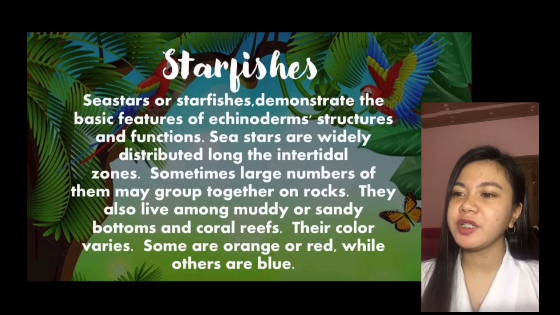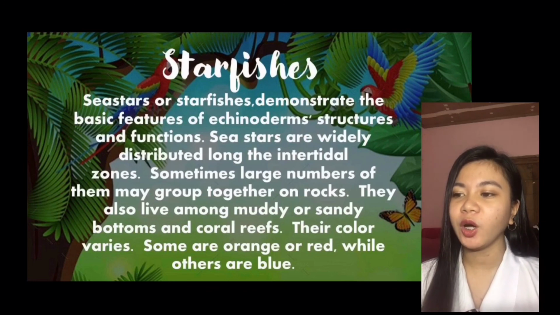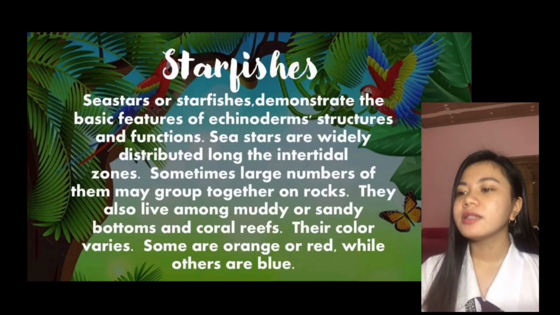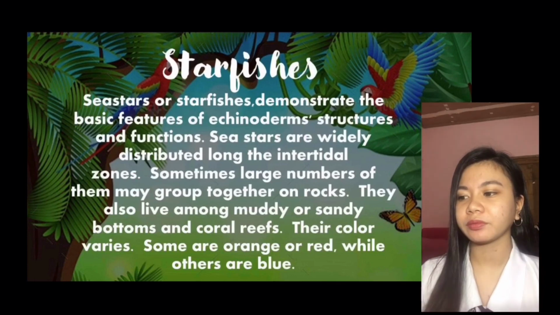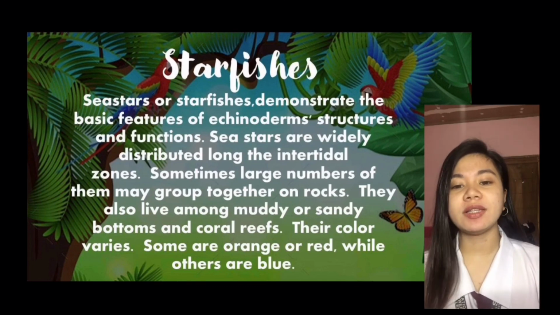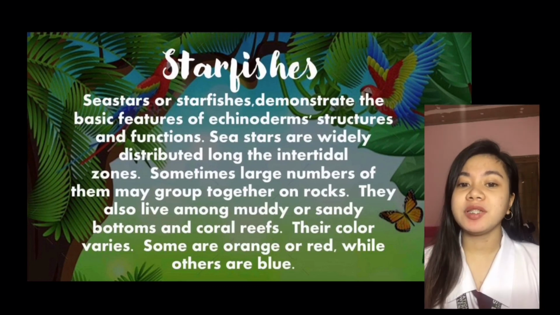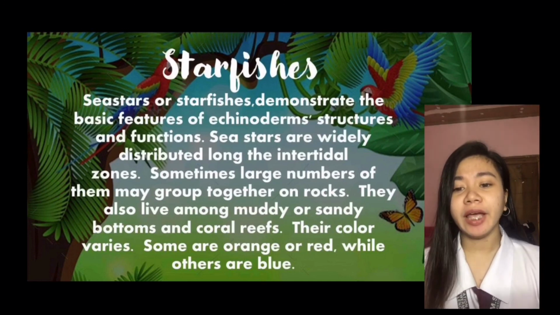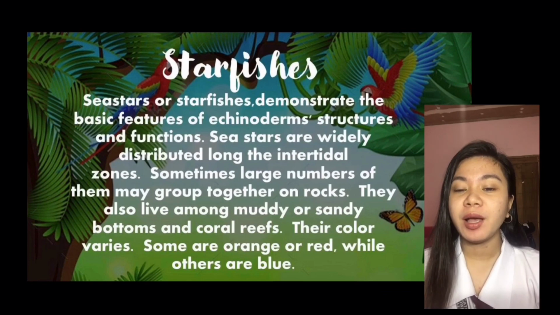Sometimes, large numbers of them may group together on rocks. They also live among muddy or sandy bottoms and coral reefs. Their color varies. Sometimes are orange or red while others are blue. So, ayun nga po dito is ang best example po ng spiny-skinned animals is yung sea star or starfish. Dahil siya po ay merong sharp edges and meron siyang hard structure.